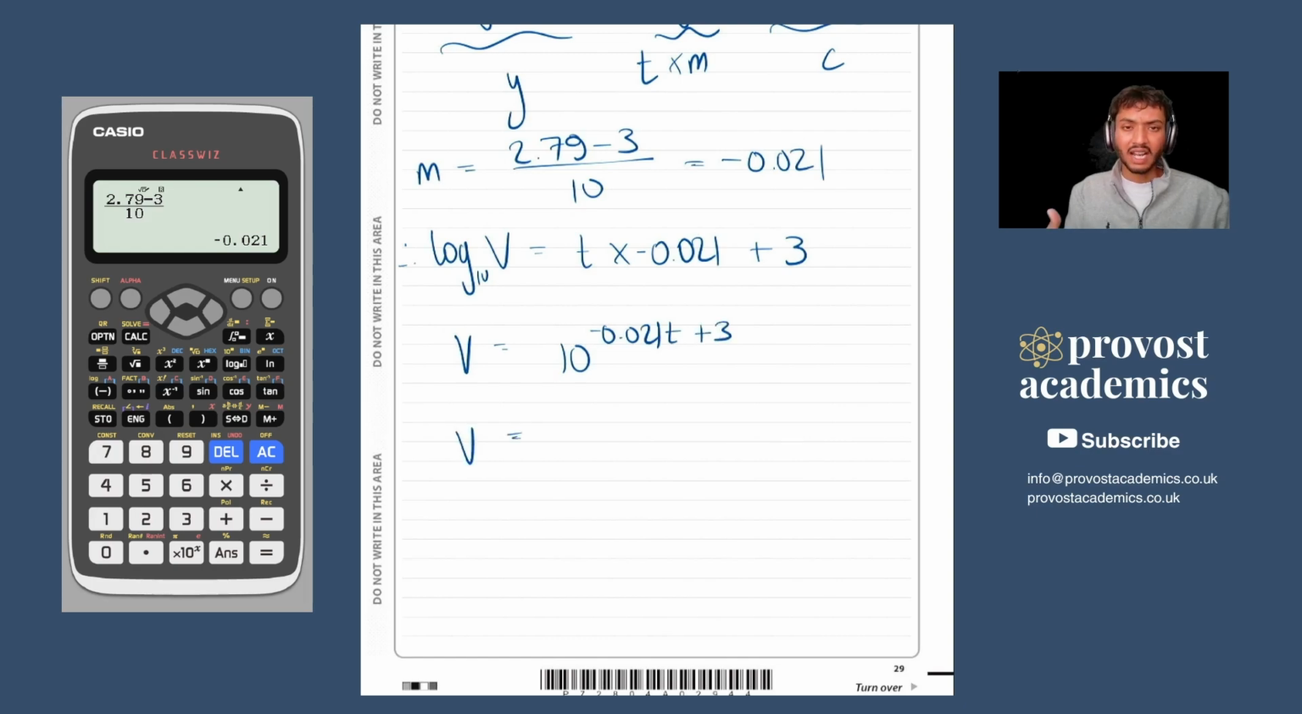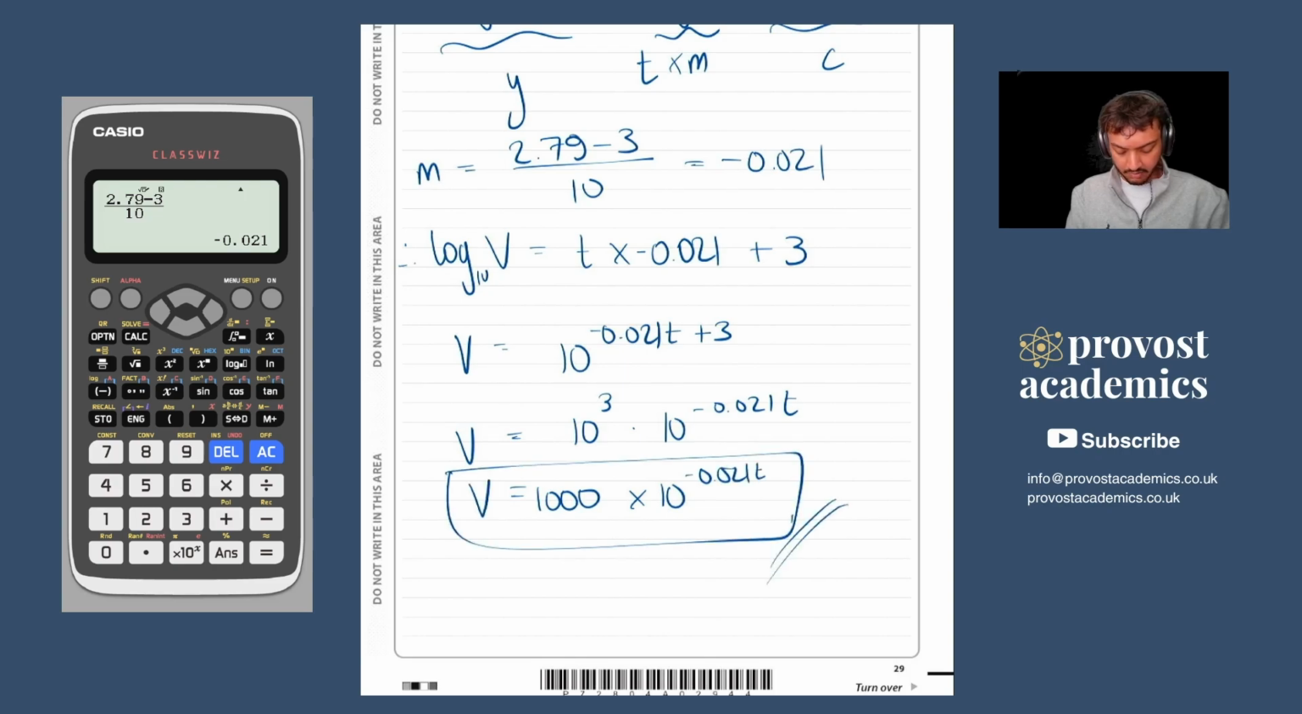And we can actually make it a little bit prettier. We can separate the 3 out because we're adding 2 multiplicative powers. So I get minus 0.021 t. So that's 1000 times 10 to the power of minus 0.021 t, and that's equal to v. And that's my relationship, v in terms of t.